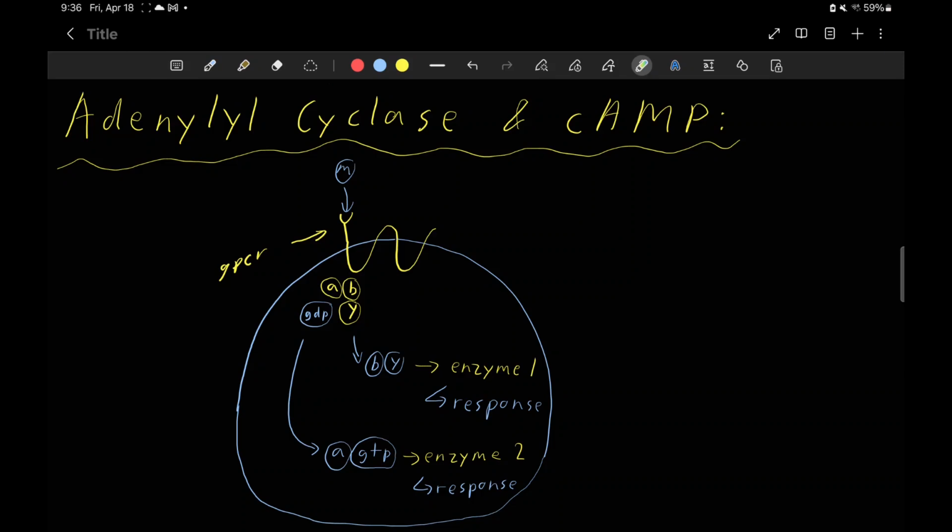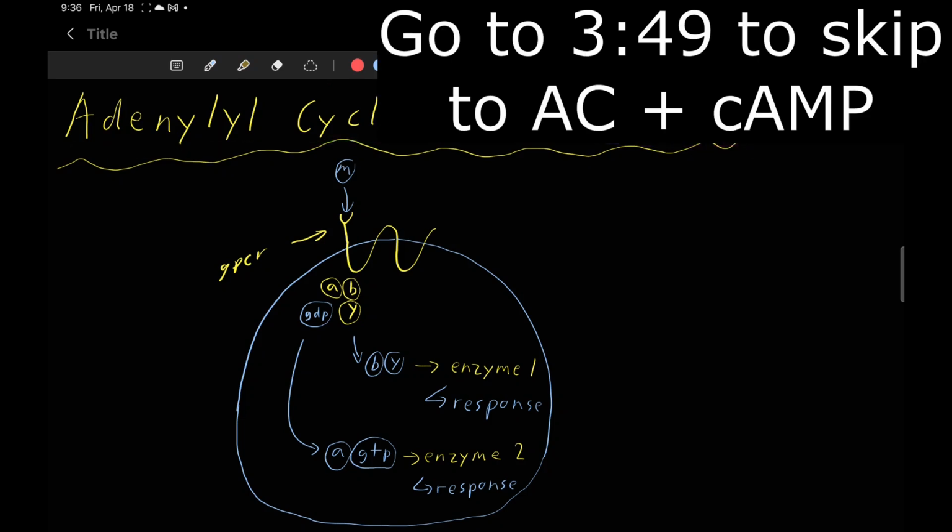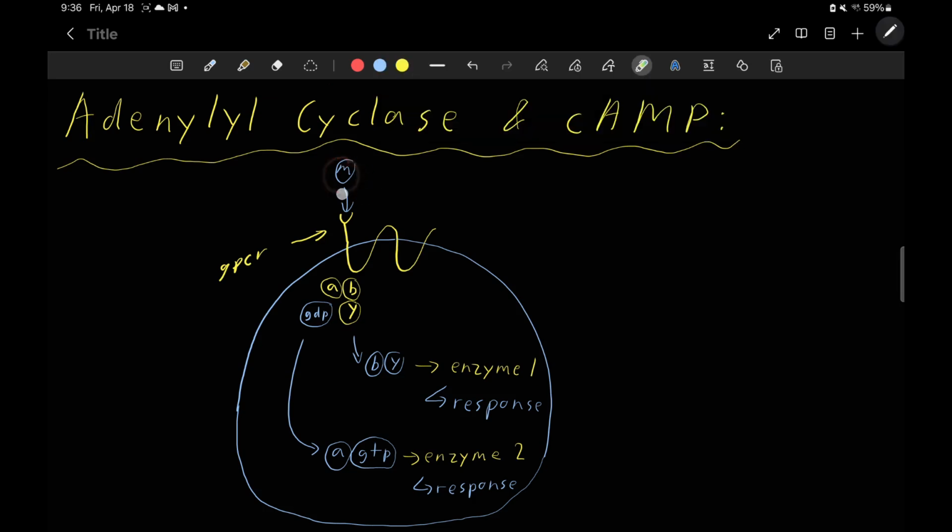In today's episode, we're going to be learning about adenylyl cyclase and cAMP. So in the last episode, we looked at GPCRs and G proteins, and we learned that when a messenger molecule comes and binds onto a GPCR, it can cause the G protein inside the cell to split up into two halves, and each of these halves can go and activate different enzymes and produce different responses.